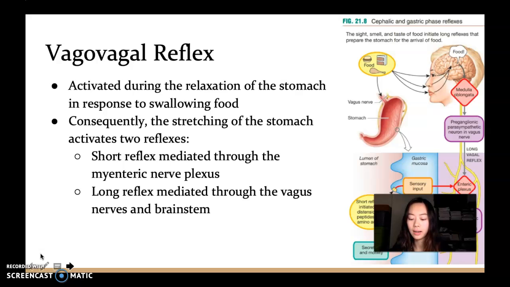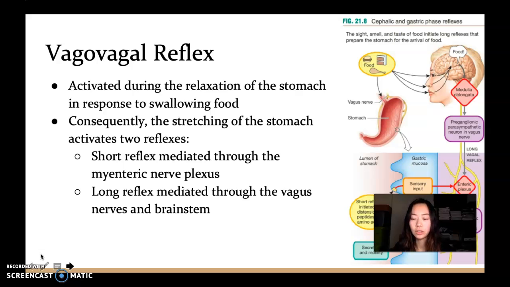The preganglionic parasympathetic neurons in the vagus nerve send a signal that travels through the enteric plexus, which then causes postganglionic parasympathetic, muscarinic, and intrinsic enteric neurons to release acetylcholine, which then goes on to stimulate the target cells, the parietal and ECL cells. The parietal cells release gastric acid, and the ECL cells release histamine, which then stimulate parietal cells to release gastric acid further.